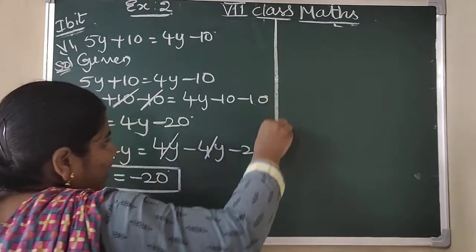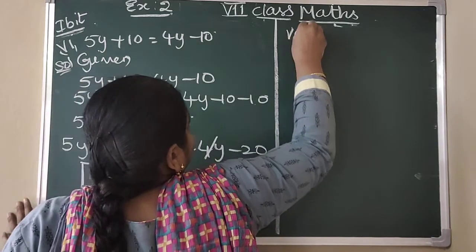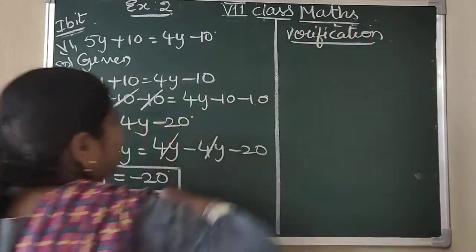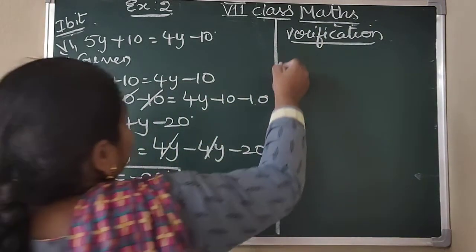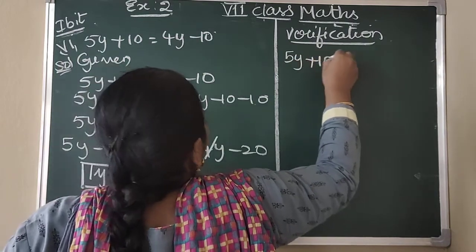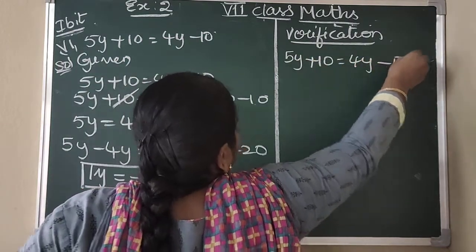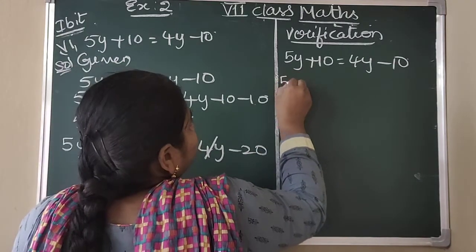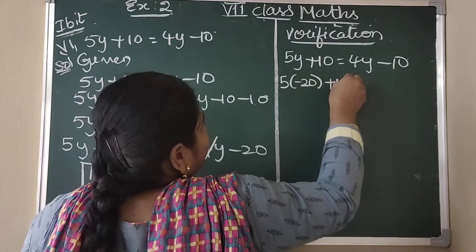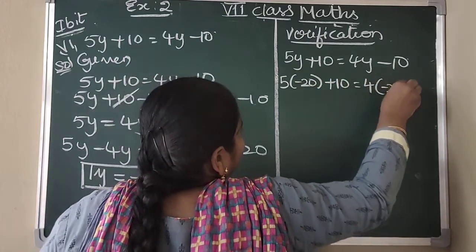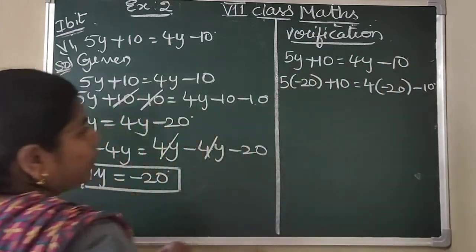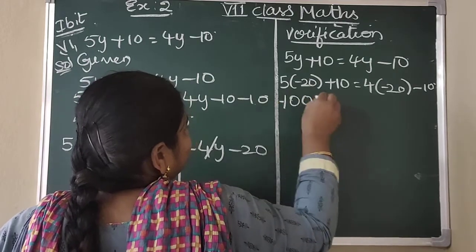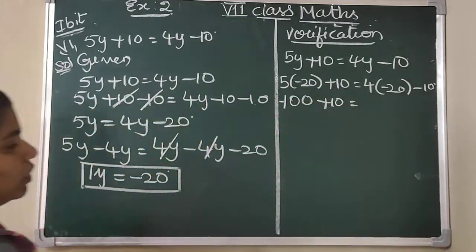Whether we got the correct answer or not, we have to check by using verification. So what is the question here? 5y plus 10 is equal to 4y minus 10. In place of y, we have to substitute minus 20 here. So 5 into minus 20 plus 10 will be equal to 4 into minus 20 minus 10. 5 2s are 10, that will be minus 100 plus 10, equal to 4 2s are 8.